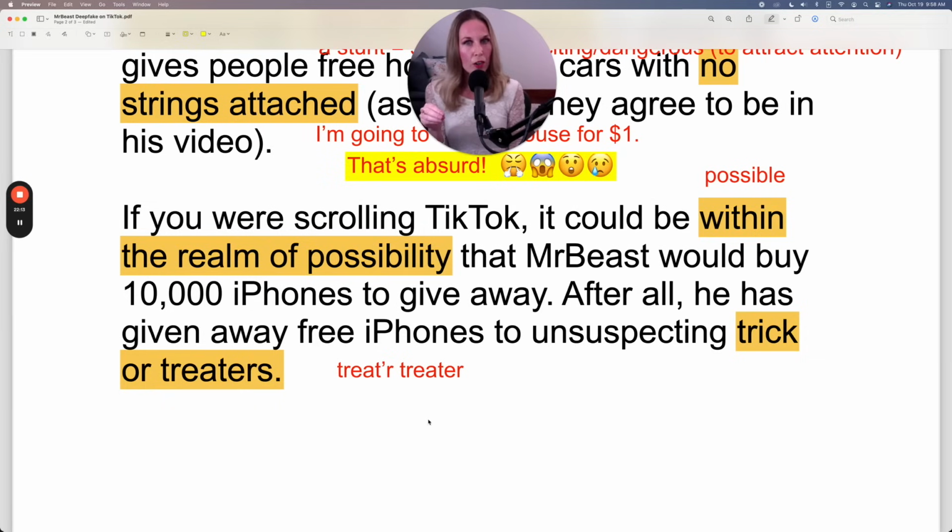When you go to a house and say trick or treat and you get candy, you are a trick or treater. So imagine you're a little kid, you go up to this house, you say trick or treat, and instead of getting a tiny piece of candy, you get an iPhone. That's what MrBeast did in one of his videos. And they use unsuspecting because the trick-or-treaters did not expect to receive an iPhone. They expected to receive a tiny piece of candy, and then they got an iPhone. That would actually be a very fun YouTube video to watch. I can see why MrBeast is so popular.